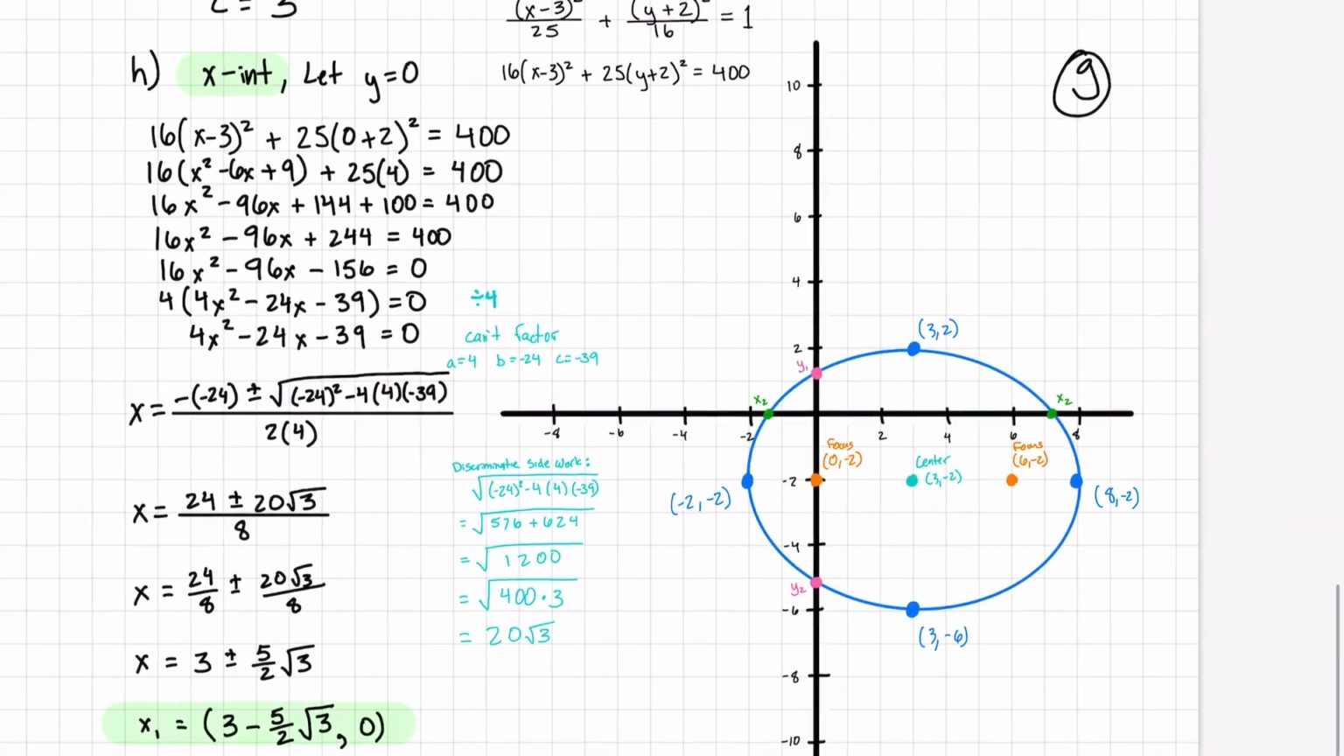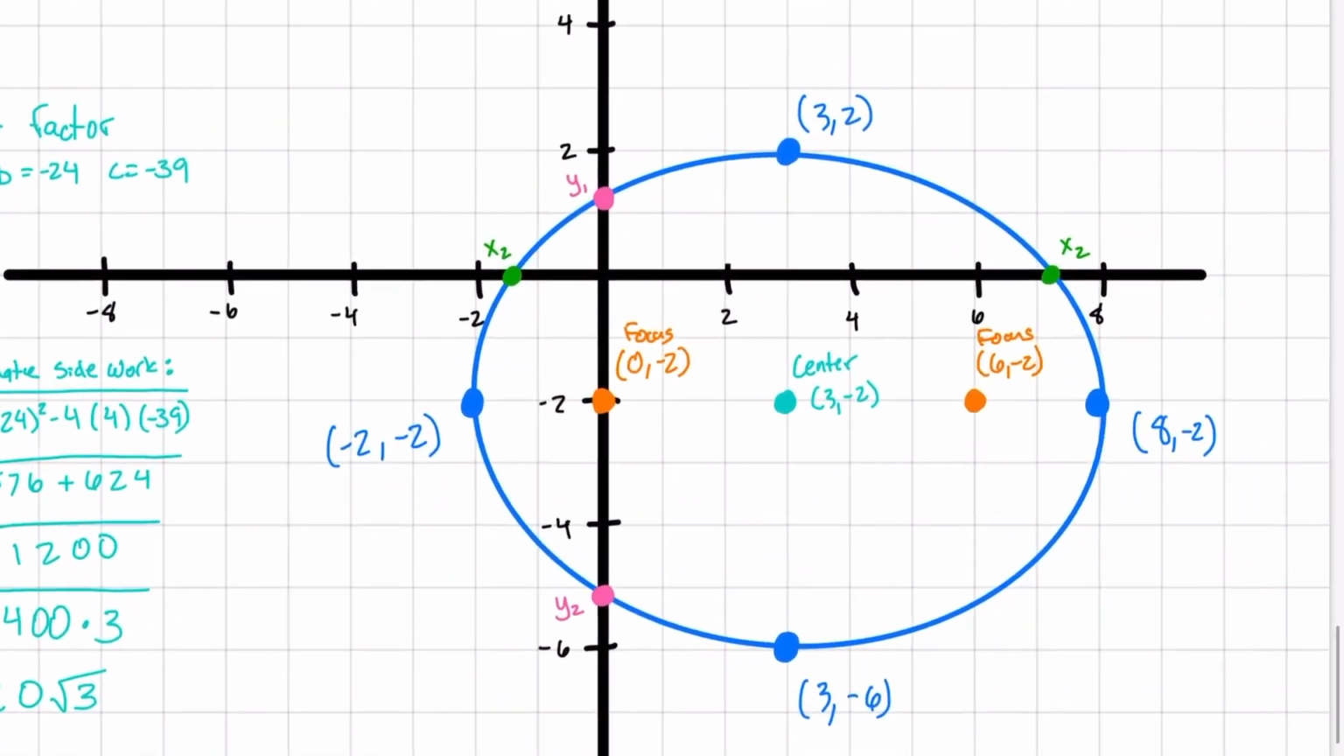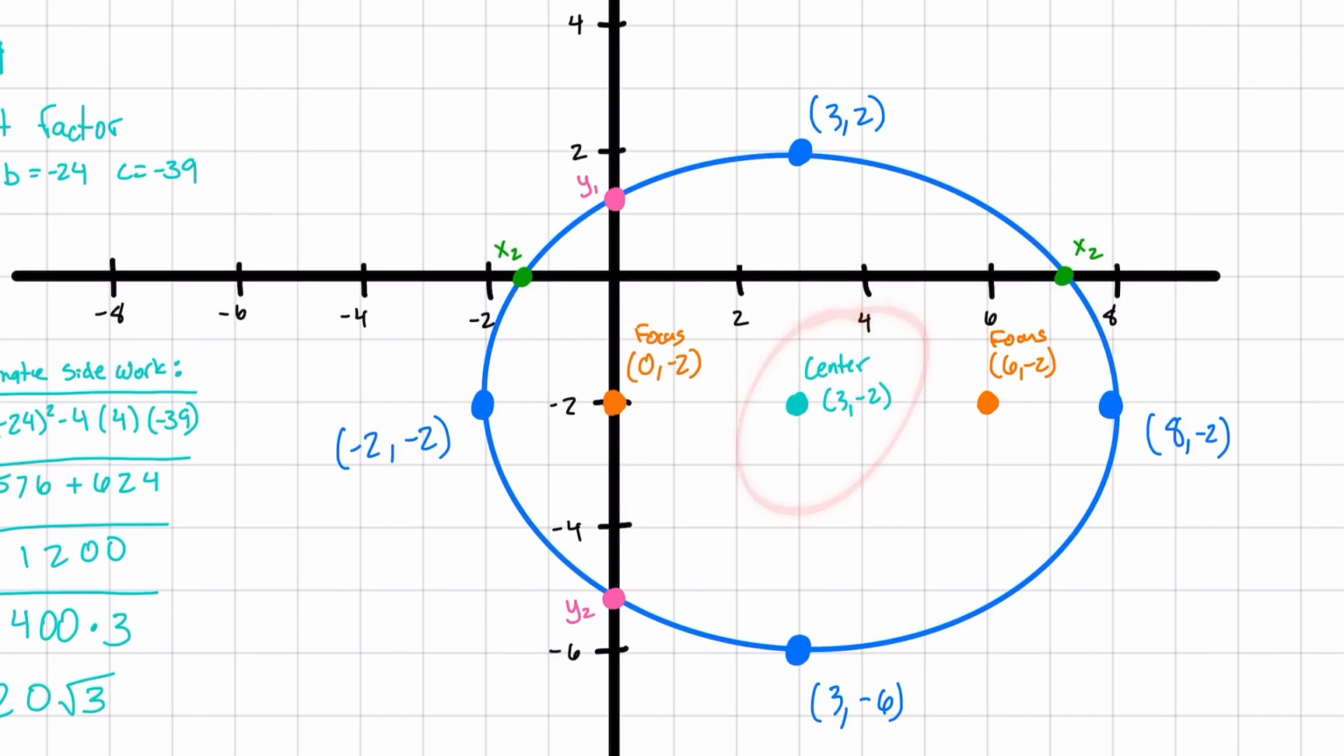All right, so now to graph my ellipse, I put my center at (3, -2). I go right 5, left 5, and put my vertices. Then I go up 4, down 4, and put those minor vertices. And then right 3, left 3 for the foci.